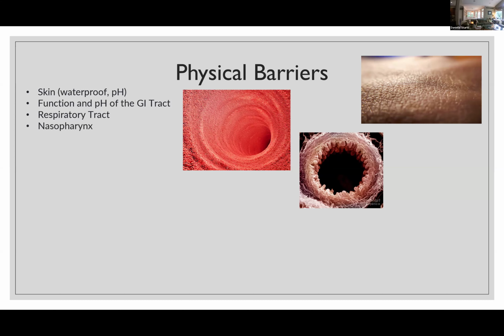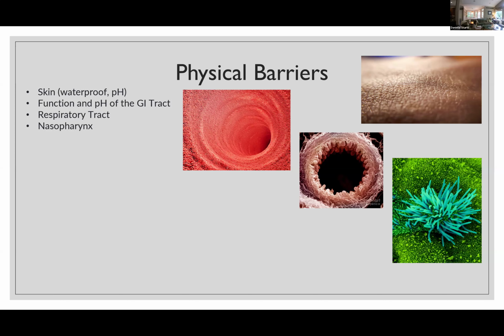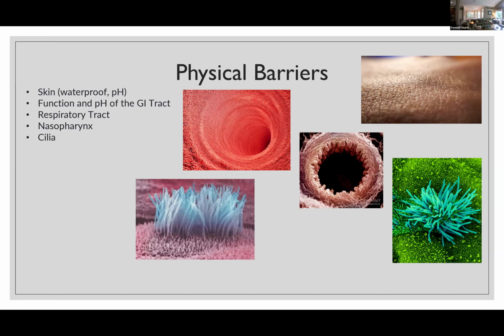Your nasopharynx, which is what we're just talking about, all up in here, right into your throat, your nose into your throat, all of that is a good physical barrier. Also cilia, which are those little tiny hairs, are inside your respiratory tract, they're inside your digestive tract. You have them in your nose, you have them everywhere.